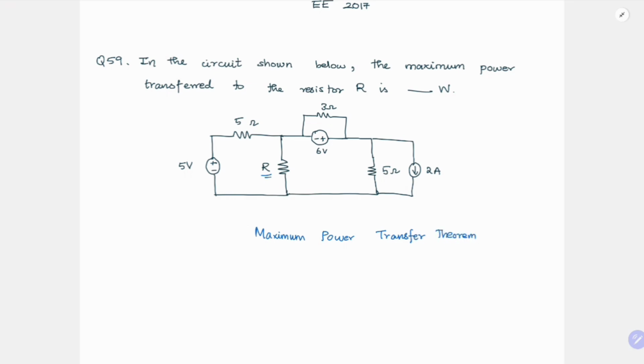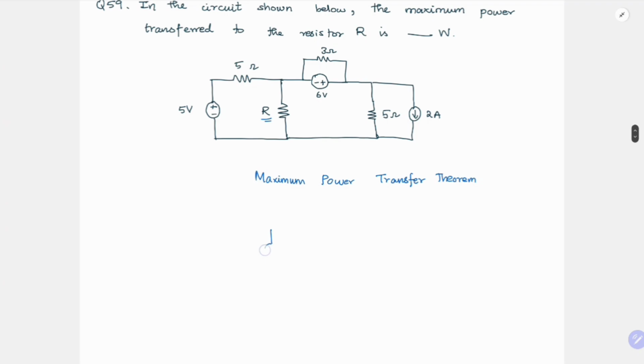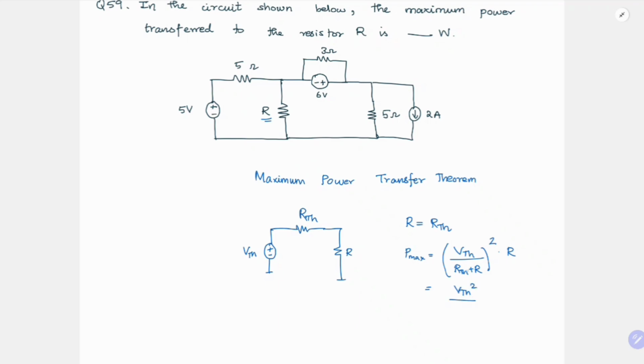We already derived this theorem while discussing previous questions, so here I'll just state it. Let's say we are able to convert this circuit into some VTH and RTH, which is the Thevenin equivalent, and then we have this R. The maximum power will be transferred for R equal to RTH. What will be the maximum power transfer? What is I in the circuit? It is VTH by (RTH plus R), whole square, into R. I square R is the power. And for maximum, R is equal to RTH. So this is VTH square by (2R) whole square, which is 4R square, into R. So it is VTH square by 4R.